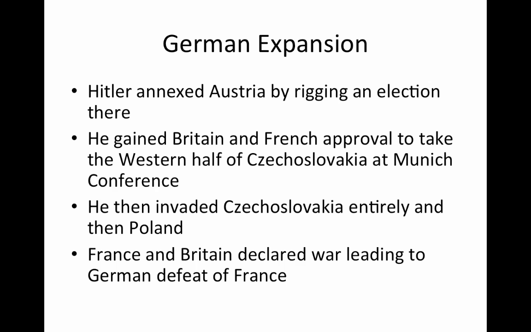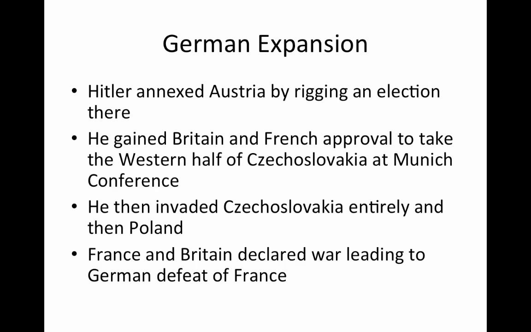German expansion. At that point, Germany had created a strong centralized governmental system with a strong military production. So the only thing left to do was to expand outwards. Hitler annexed Austria by rigging an election there. He gained British and French approval to take the western half of Czechoslovakia at the Munich Conference. And the reason why he was able to do this was that he claimed, correctly so, that the western half of Czechoslovakia had been taken away from Germany after World War I, but still included most ethnic Germans. So he claimed that as long as he got that back, he would stop where he was at. But of course, as we know, that was not his intention.